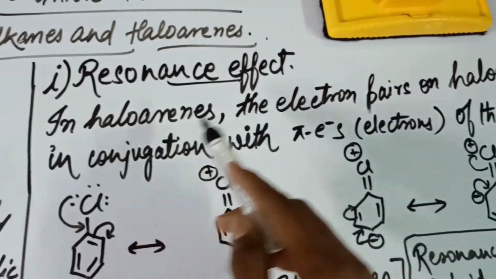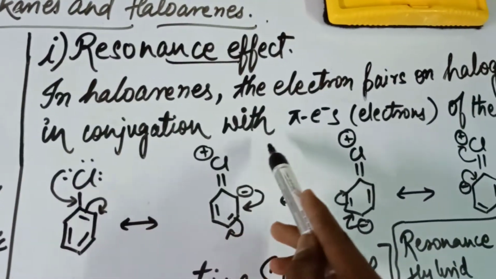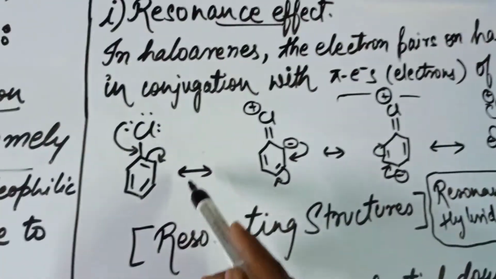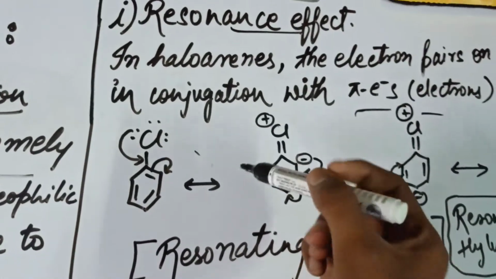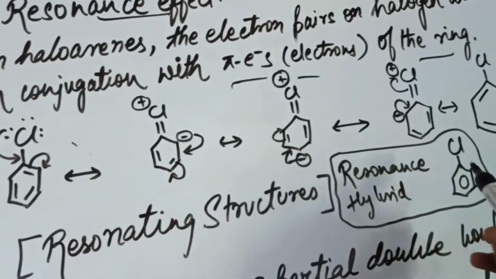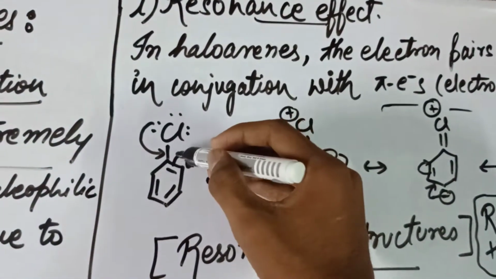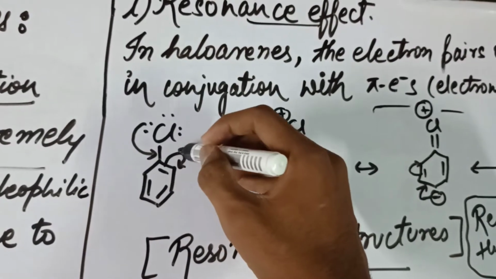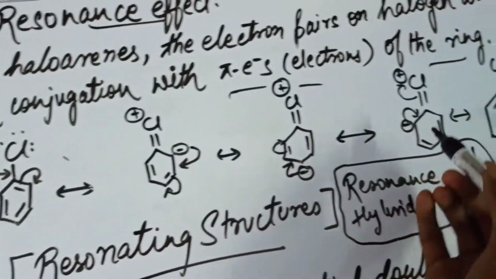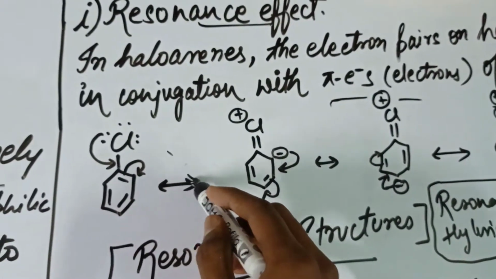In haloarenes, the electron pairs on halogen atoms are in conjugation with the pi electrons of the ring. So here they give a resonance. Here the electrons revolve in the benzene, and here we see the resonating structures. This electron, the double bond, jumps on the electron, and through resonance this becomes stable.